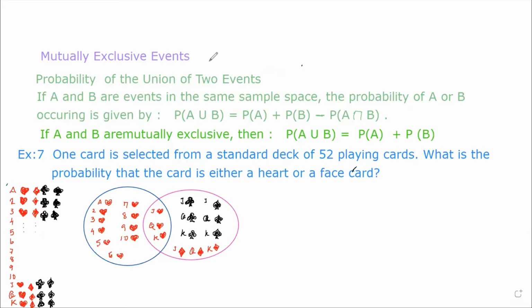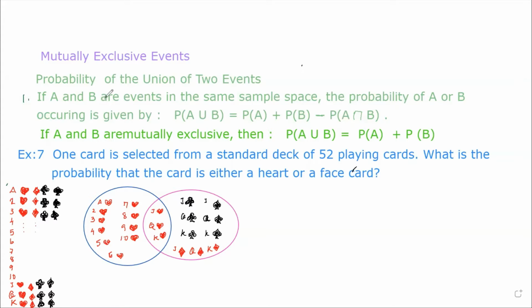Today we're going to learn about mutually exclusive events and the property of the union of two events. I'm going to introduce you to formulas for this topic. The first one is here.